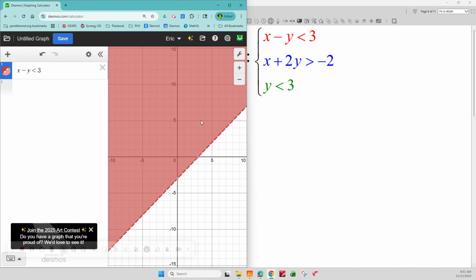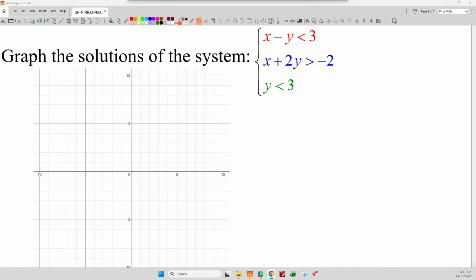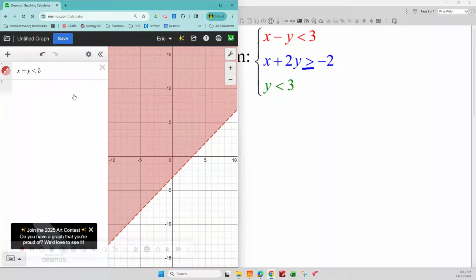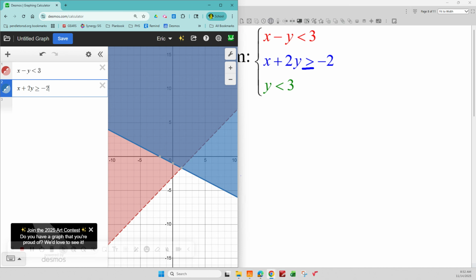Here, let's make this one greater than or equal to, just so you can see the difference. So I come down to the next one, I type x plus 2y. How can I type that greater than or equal to without having to go down and open up the keyboard and waste time? Good, yeah, you just hit the greater than and then type an equal and it merges them. And there you go. Look, and it gives me a solid boundary line.